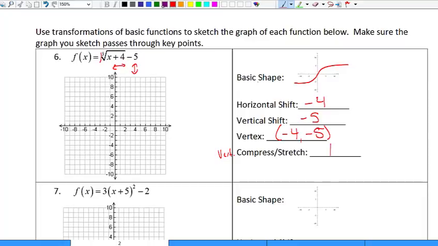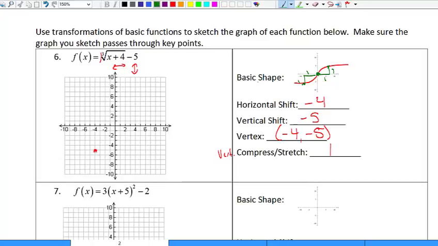Which means when I go back to look at my basic shape, to get the key points, normally I go right one and up one, and left one and down one. Because my compress and stretch is 1, that means I'm not going to change how I'm moving: right 1 and up 1, or left 1 and down 1. So now I'm going to start at my vertex, which is (-4, -5).